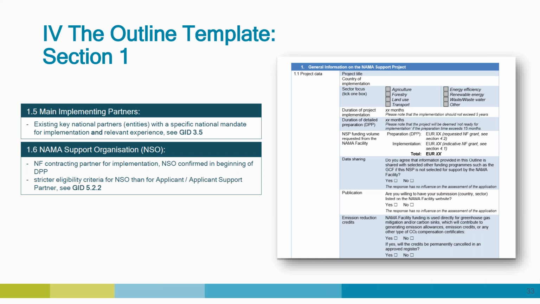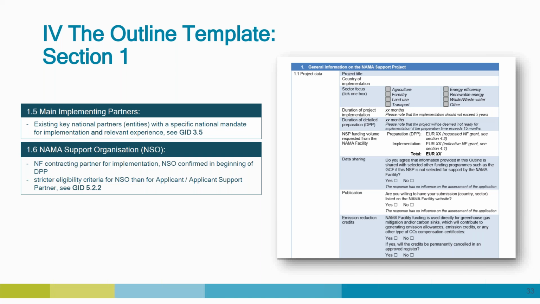I will jump now to the NAMA Support Organization, or short NSO. The NSO will be the contracting partner for the NSP implementation phase. As mentioned, we apply more demanding eligibility criteria to the NAMA Support Organization. However, in the outline, we simply expect information indicating which institution is a designated NAMA Support Organization. This means that NSPs should demonstrate that they have an idea of who could be an appropriate NAMA support organization, but will not be disqualified in the outline phase for any reason related to the NAMA support organization selection.